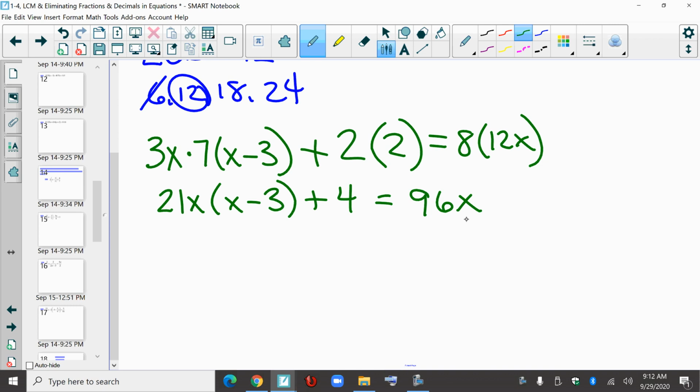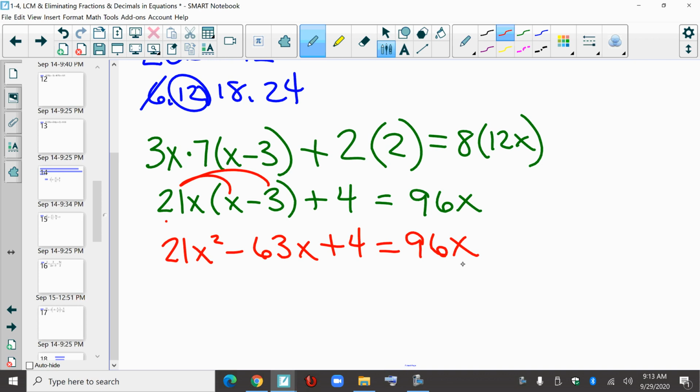I still see parentheses though, don't I? So since I still see parentheses, I'm going to distribute. 21x times x is x squared. 21 times 3 is going to give me a minus 63x plus 4 is equal to 96x.